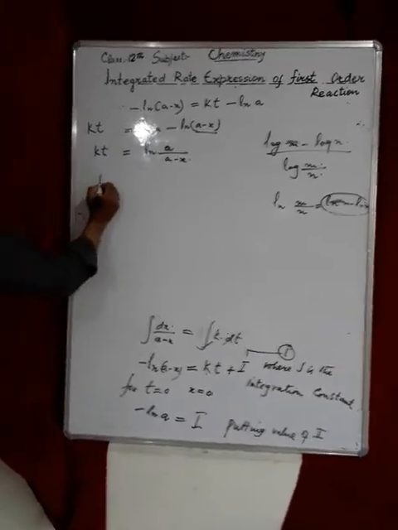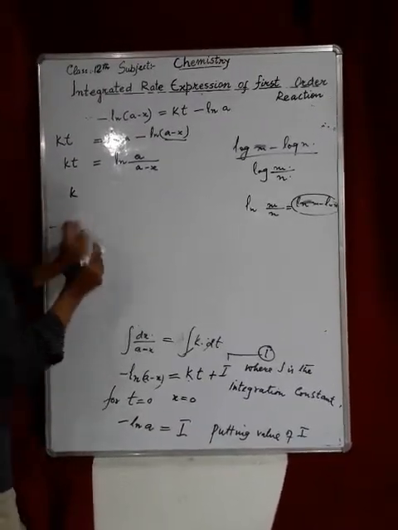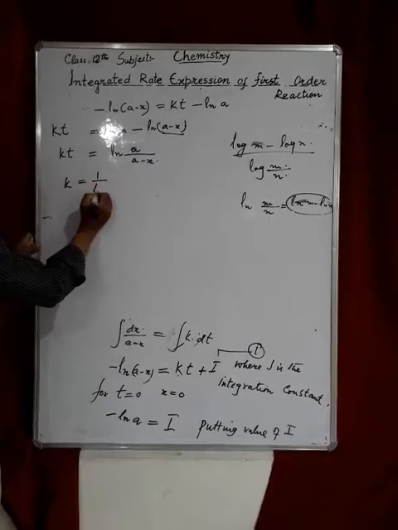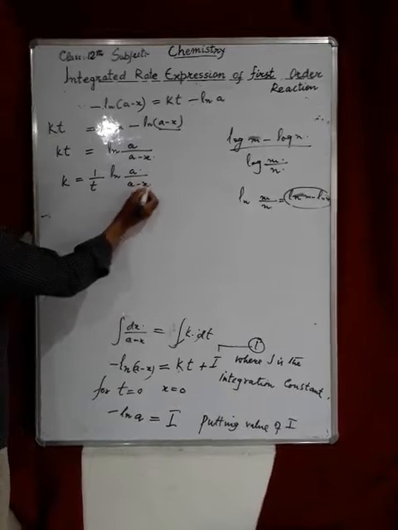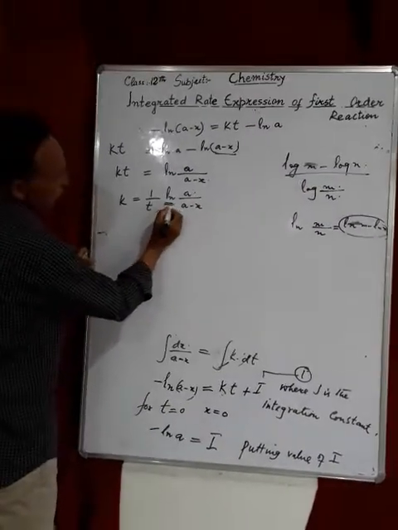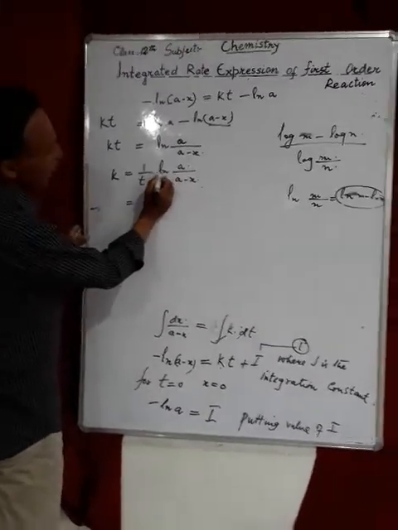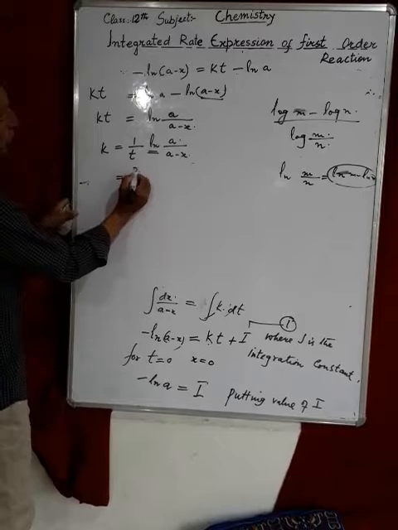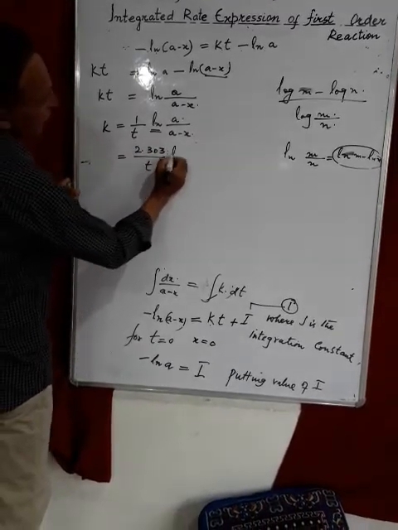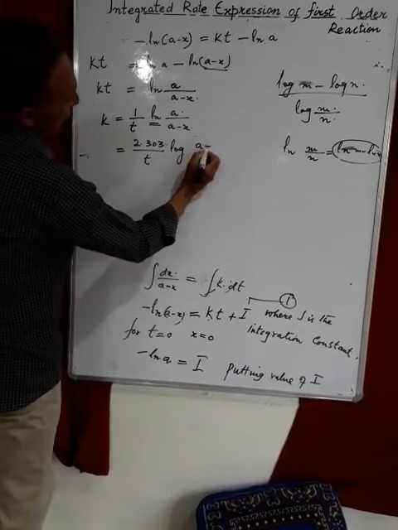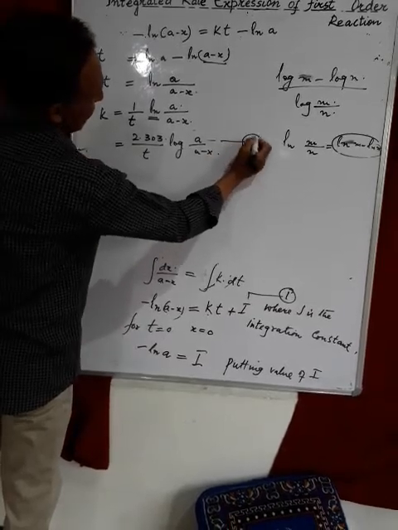First we will write the value of k, which will now be equal to 1 by t log natural a divided by a minus x. We will remove this log natural and change it to logarithm. While changing natural logarithm into logarithm, we have to multiply it by 2.303, so k is equal to 2.303 divided by t, log of a divided by a minus x. This is equation 2.